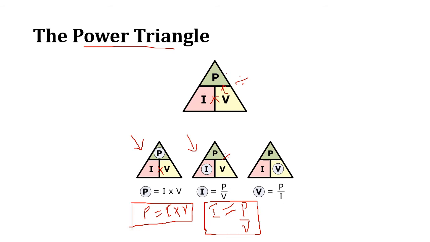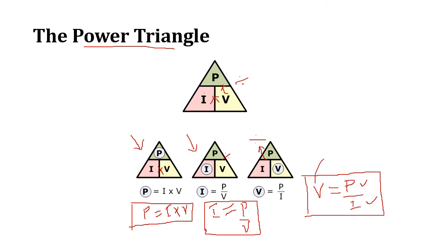Here, to find the voltage, V will be equal to, here in between P and I we have to consider the division. So the power will be divided by I. So from this equation, if we know the power and current, we can find the voltage. If we know the power and voltage, we can find the current. If we know the current and voltage, we can simply find the power.